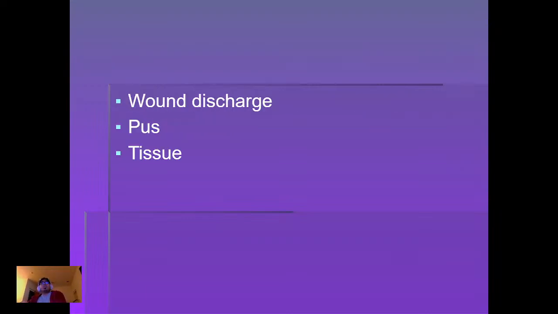You can use the wound discharge, you can use pus, or you can use actual tissue. Okay. In our laboratory, what we do is tissue quantification. The code is tissue quantification. Okay, we chop up the tissue and we dilute it several times, and that's how we compute for the bacterial count per gram of sample. We do tissue quantification.